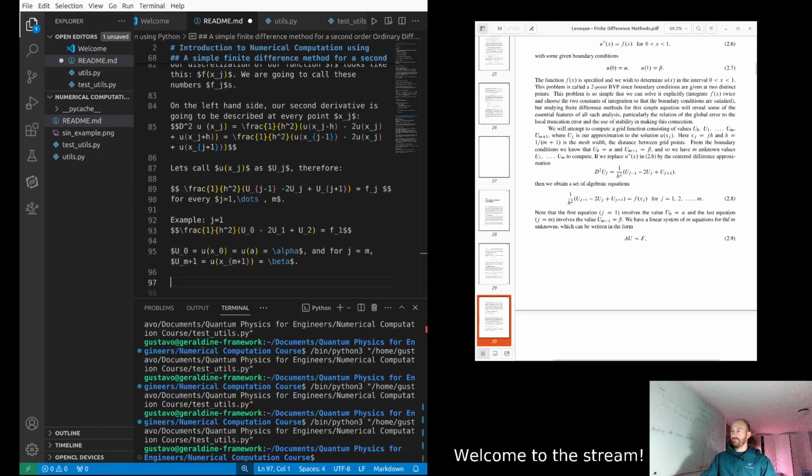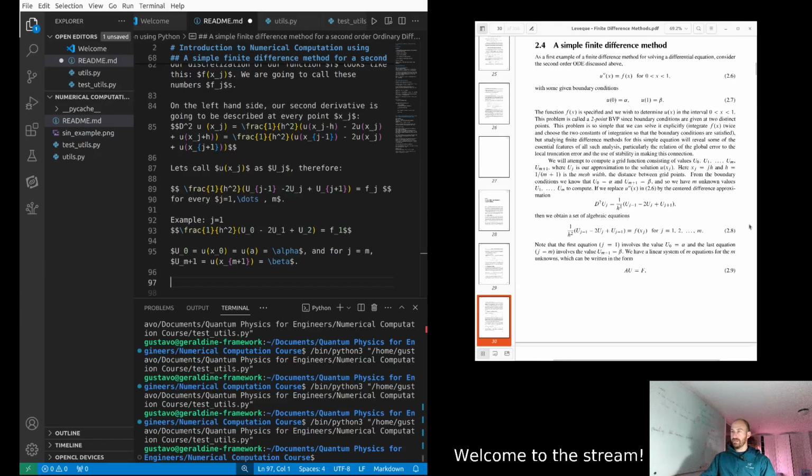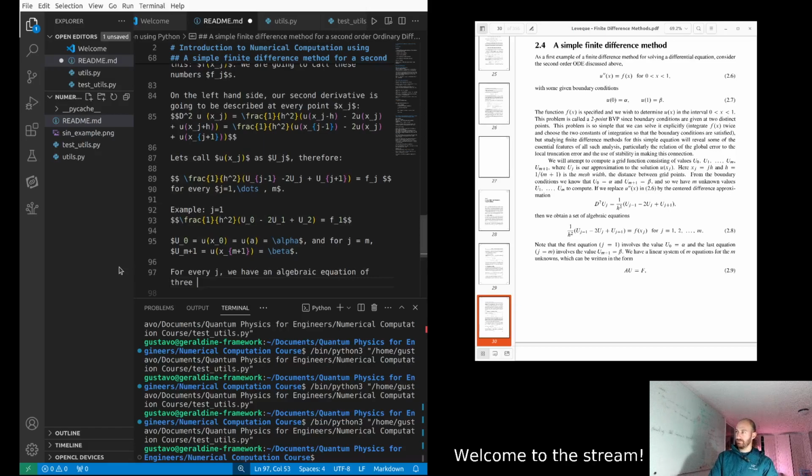But yeah, so now if you notice, for every j, for every little j, we have an algebraic equation of three variables. In this case it is u sub j minus 1, u sub j, and u sub j plus 1.